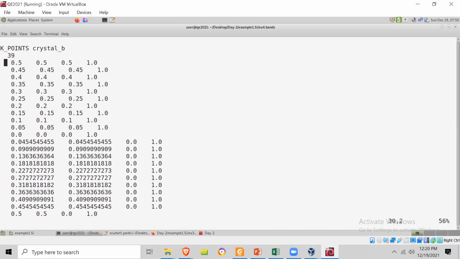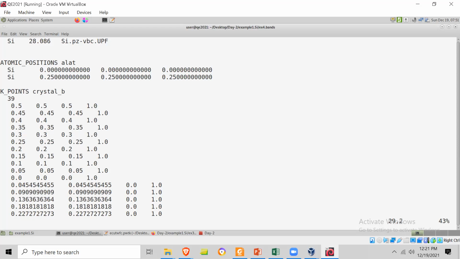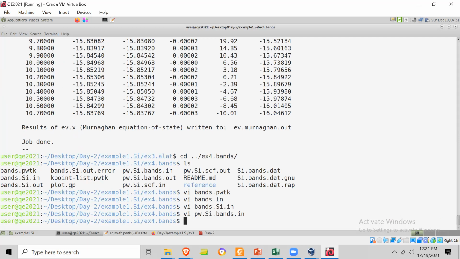non-equivalent symmetrical K points in the crystal structure. So this K point path goes through a number of points, and it has been given 39 K points so that the graph will be smoother. So that is explained in the videos in the school as well as in the handouts. You might want to go through and see how to get the bands using that particular K point path.